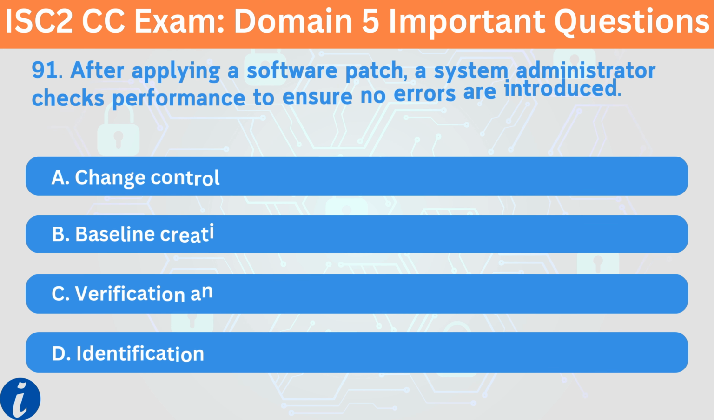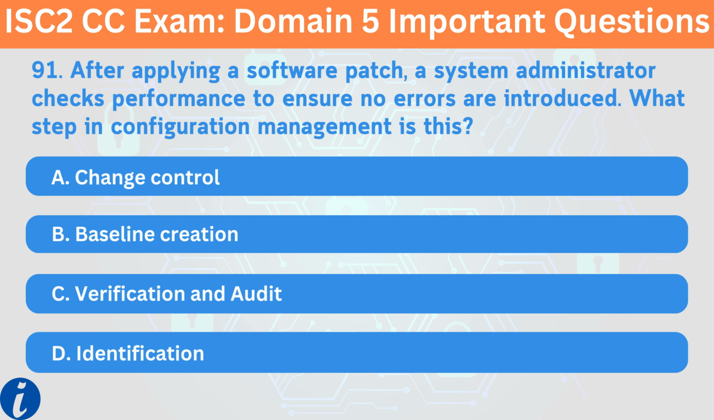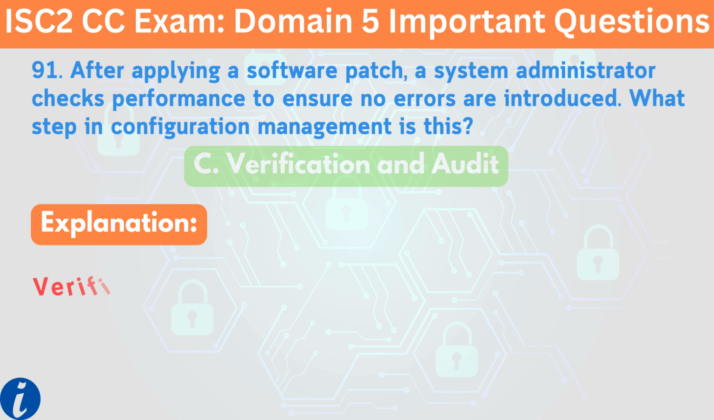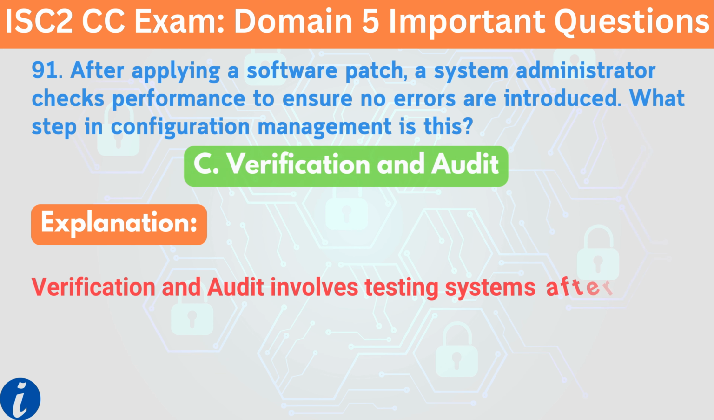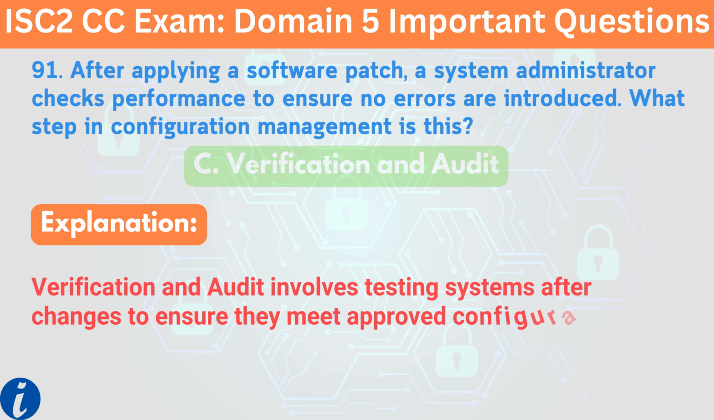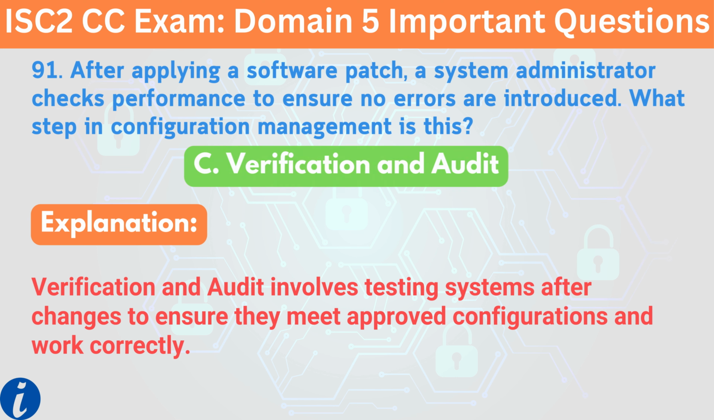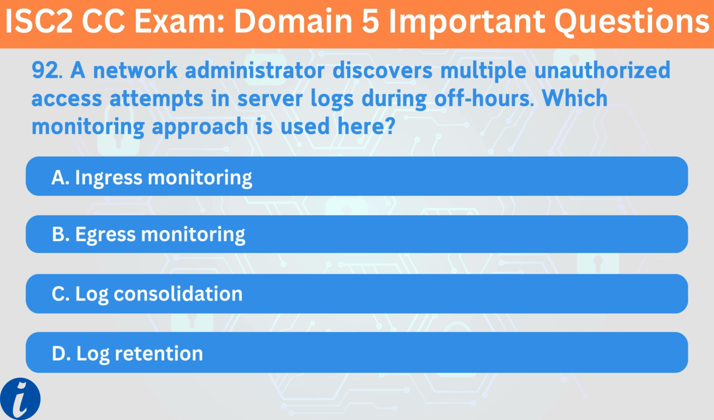91. After applying a software patch, a system administrator checks performance to ensure no errors are introduced. What step in configuration management is this? A. Change control. B. Baseline creation. C. Verification and audit. D. Identification. The correct answer is C. Verification and audit. Explanation. Verification and audit involves testing systems after changes to ensure they meet approved configurations and work correctly.